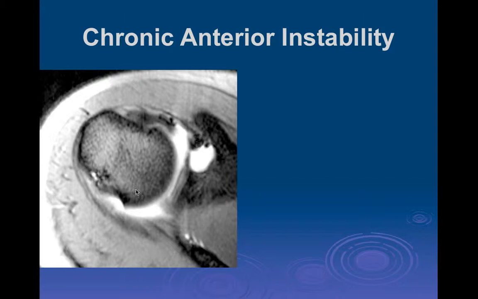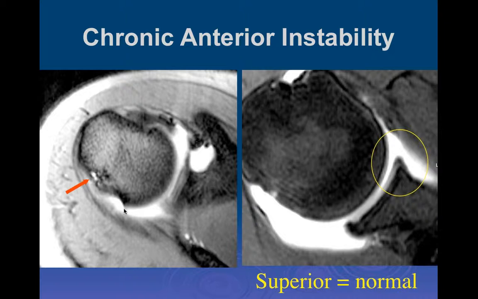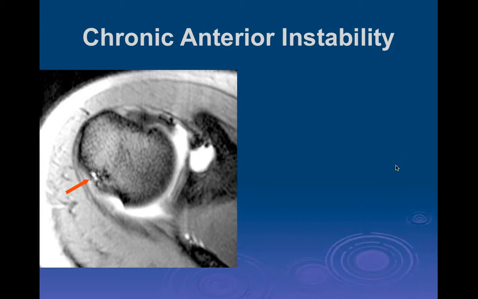Okay. So, starting all over again. Posterior greater tuberosity injuries. This is where you get Hill-Sachs injuries. This is where the infraspinatus tendon inserts, so you can get erosion at the infraspinatus insertion. And this is where you get posterior impingement.